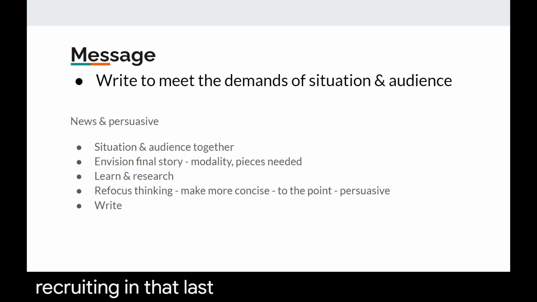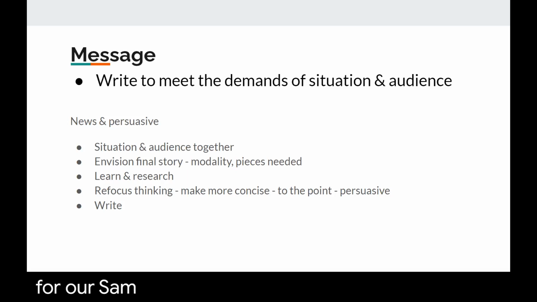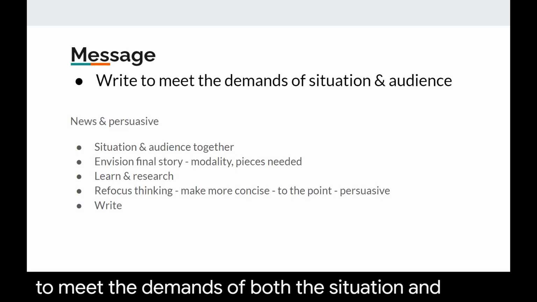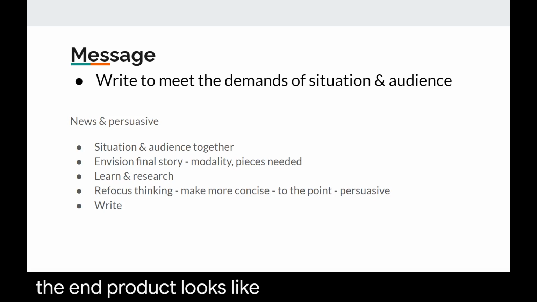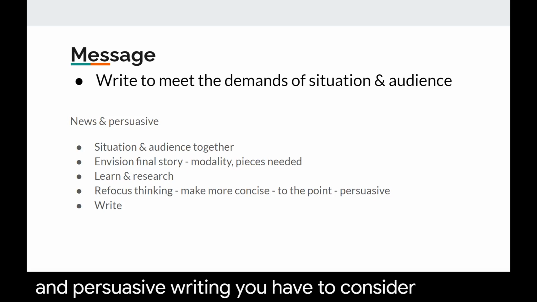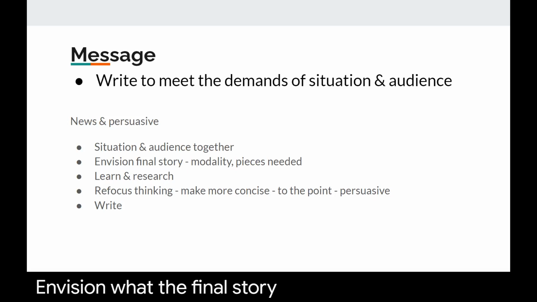In that last piece of the triangle message for the RCM strategy, you're going to want to write to meet the demands of both the situation and audience. So you're going to need to think about what the end product looks like. And that's for both news and persuasive writing. You have to consider the situation and the audience together. You need to envision what the final story is going to look like.